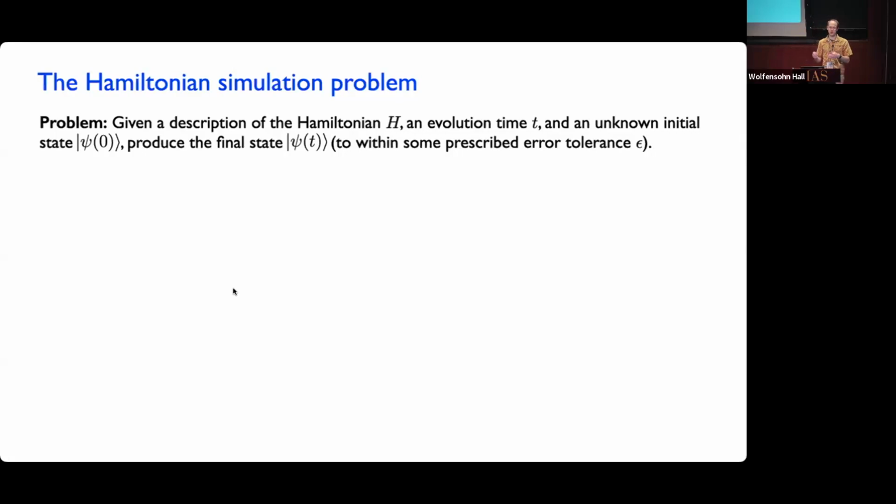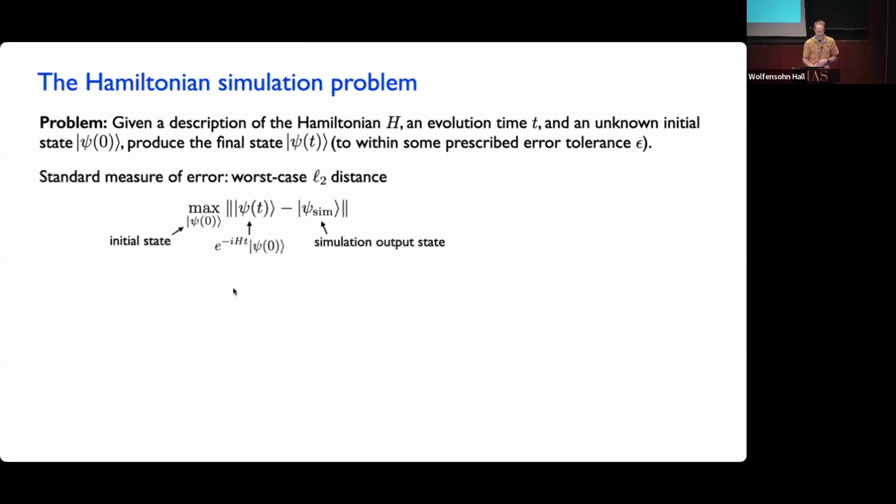Only approximately. So we're only going to demand that you can produce that state, let's say, up to some error tolerance epsilon. So that's also going to be a specification. That's also going to be a parameter that's specified in the input to the problem. You would like to produce the state to within some epsilon, and you're required to produce a state that's epsilon close to the actual output.